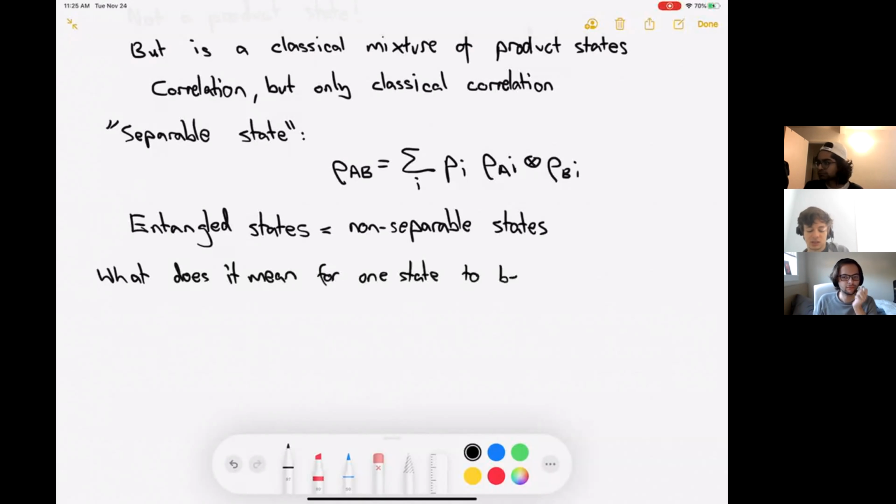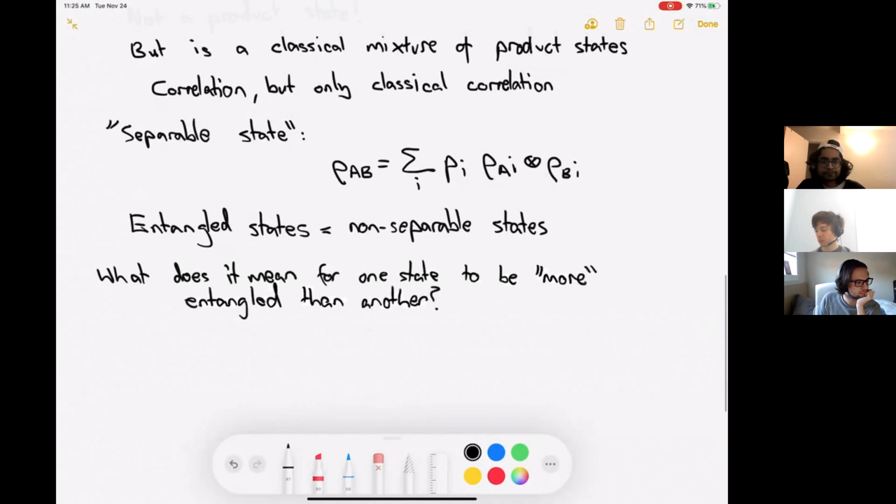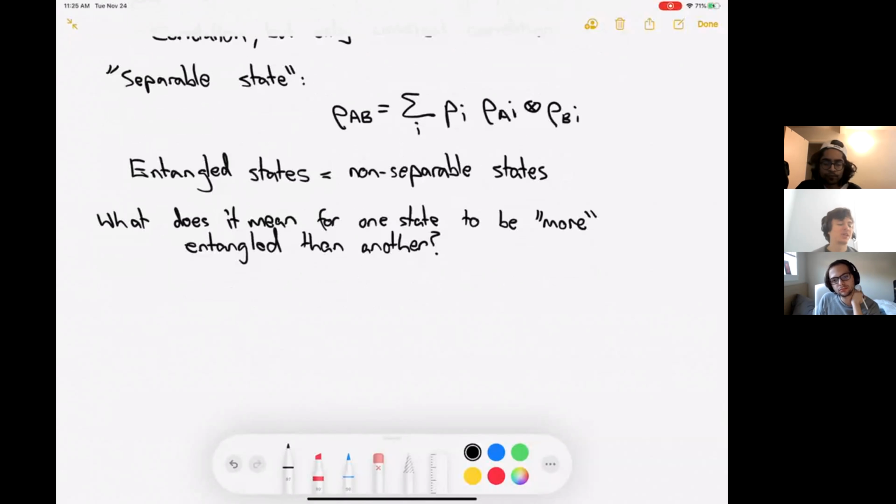So let's try to think about how we can do that. Well, the first thing we might think is, last time with pure states we did that using entanglement entropy. Can we do the same thing here? But it should be pretty clear immediately that the entanglement entropy no longer works the same way.